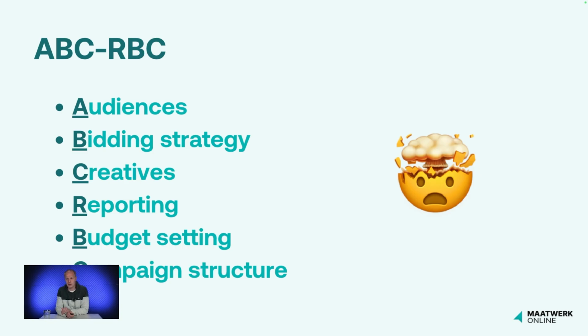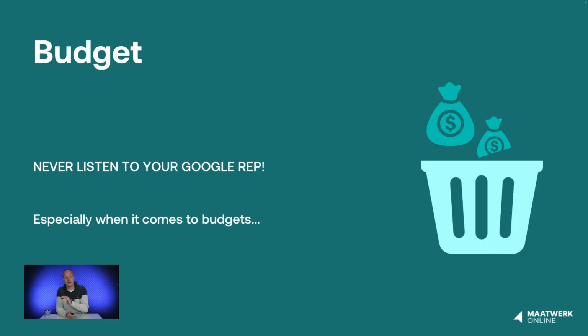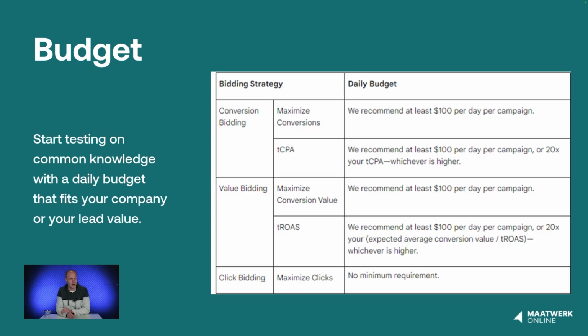Then we go to the B of budget setting, and this is the most simple sheet that I've ever made. Never listen to your Google rep, especially when it comes to budgets. You can see it here. If you have a look at the daily budget that Google is recommending for demand gen campaigns and the different bidding strategies, you will see that it's always a pretty high number. At least $100 a day is, in my opinion, pretty high, and it's not always necessary. So I really suggest starting to test on your common knowledge with a daily budget that fits your company or your lead value.